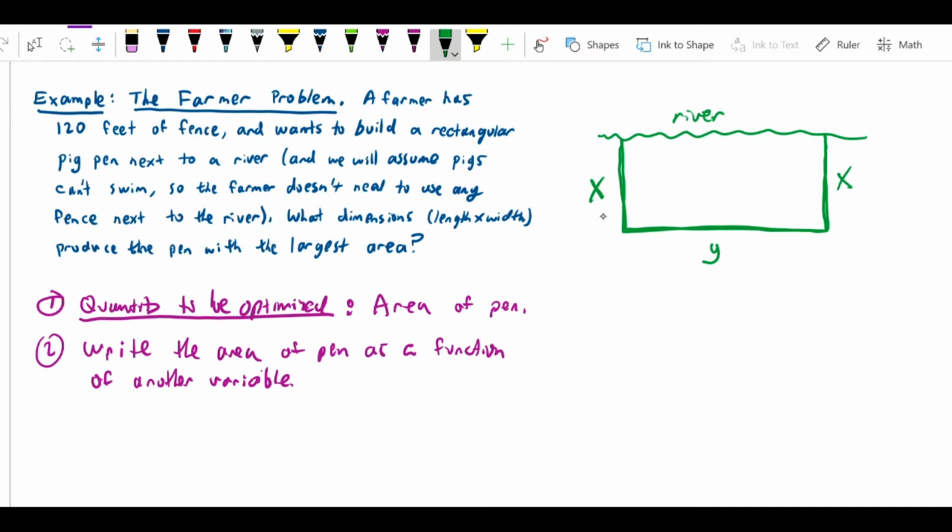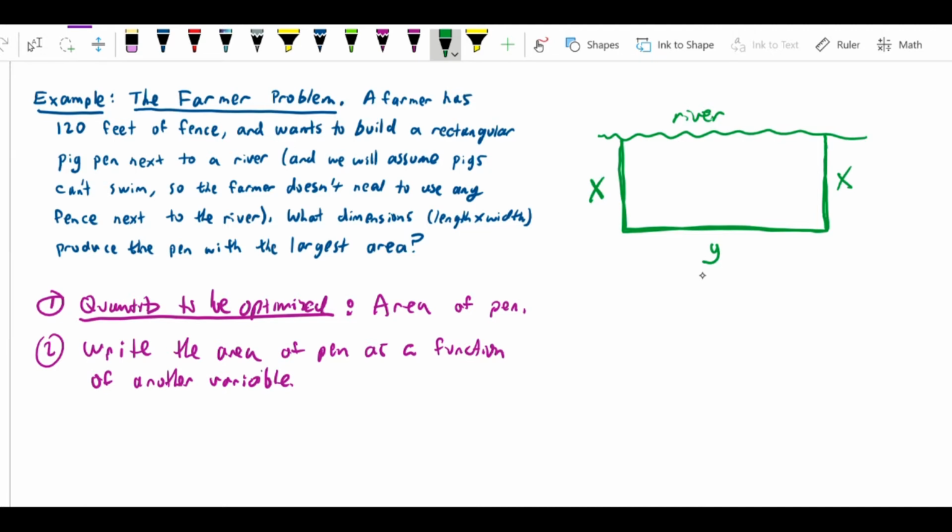So I need to pick one of these variables. That's one of the reasons I put x on the vertical here, is because I'm going to choose x as the variable, and it'll just look a little cleaner if I do. So what I want to be able to do is rewrite y in terms of x.